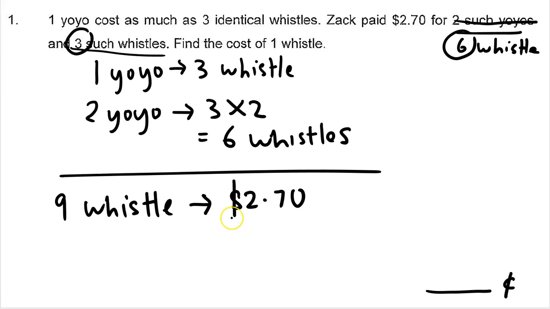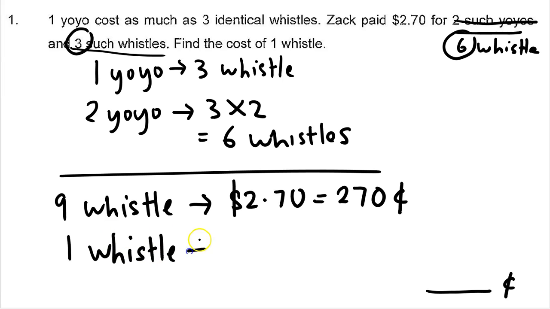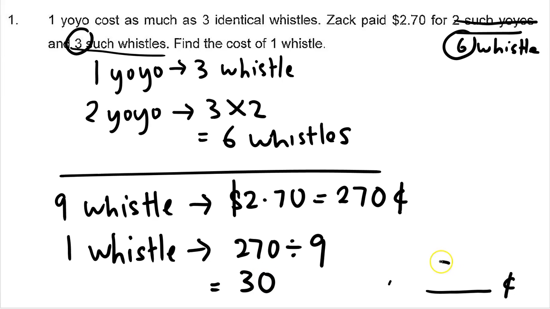Now because my money is in dollars, I would like to change it into cents, 270 cents, so that my final answer will be in cents. Now if 9 whistles cost 270 cents, then 1 whistle will simply be 270 cents divided by 9. And I'll get a total answer of 30 cents.